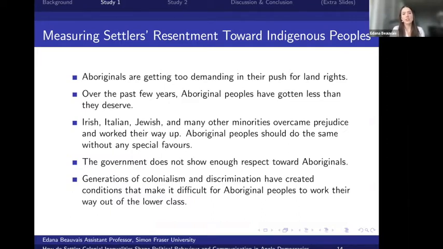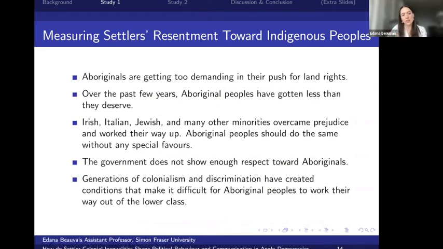And so these questions ask about resentment about Indigenous people asking for land rights, whether Indigenous peoples have gotten less than they deserve. And these questions were all coded or reverse coded such that higher scores, more agreement or disagreement, indicates more resentful attitudes. Other questions ask about whether Indigenous people should work their way up without special favors, whether the government does not show enough respect, and about whether generations of colonialism and discrimination make it hard for Indigenous peoples to work their way out of the lower class. And this again would have been reverse coded.